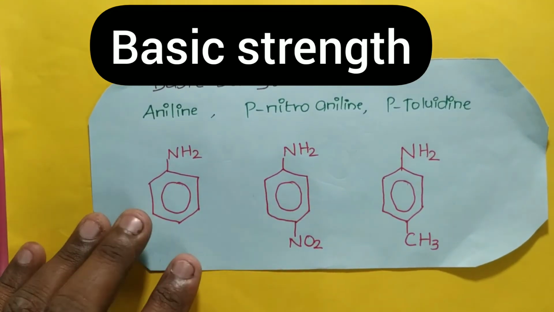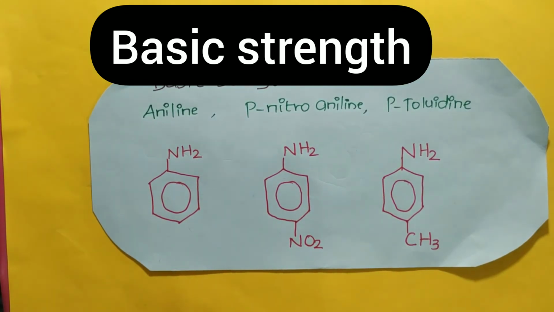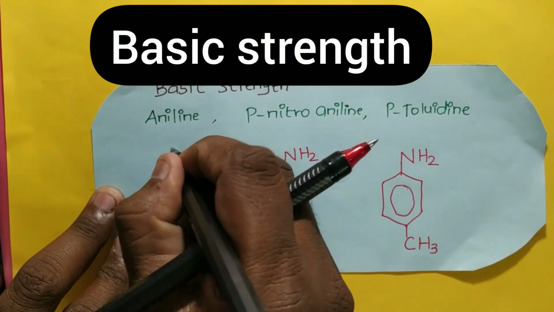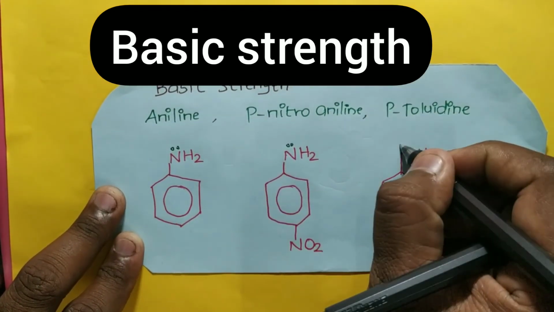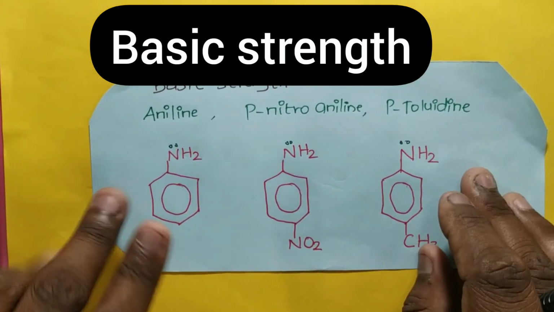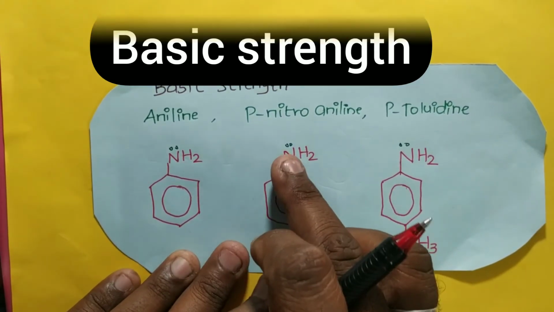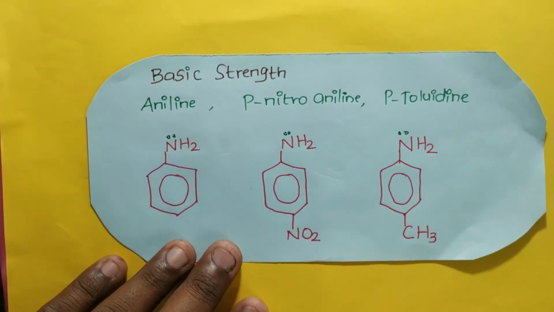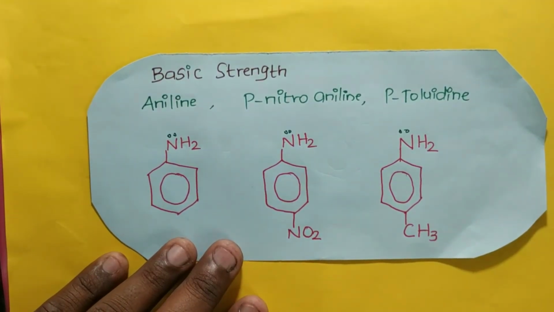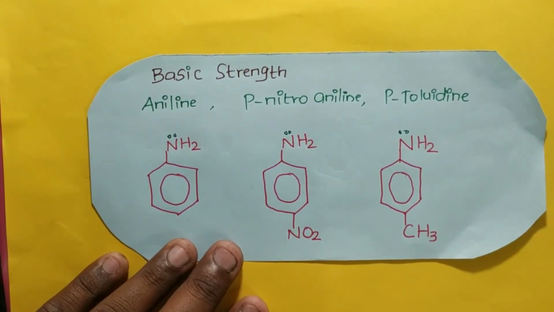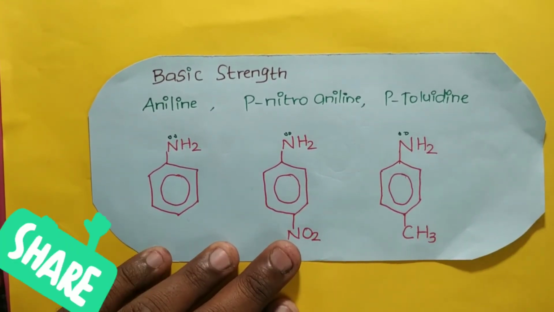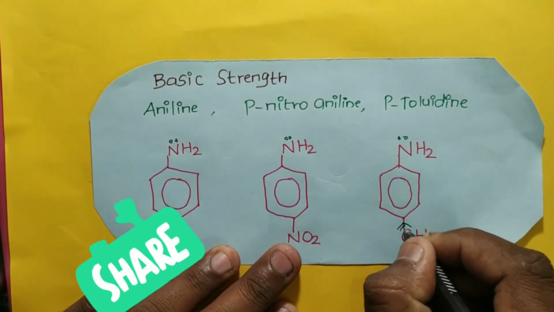You just look out. Whenever they ask the basic strength, here aniline has nitrogen having a lone pair of electrons. Okay. So basic strength is entirely decided by the density of electrons on nitrogen. The maintenance of electron density on nitrogen will give high basicity. So you just look out here, what kind of things are there? Here one donating group is there.